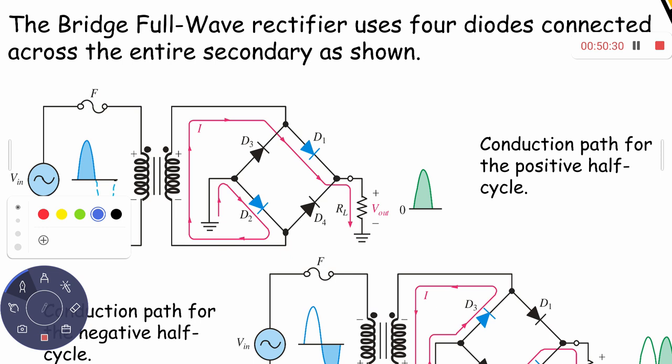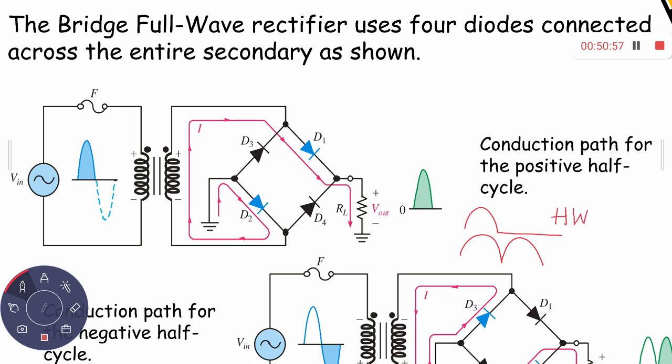Suppose you have this kind of waveform, and for full wave, you have this kind of waveform. Now, out of these two, which one is having more fluctuation, more change? This is with HWR. This is with FWR. Or, out of these two, which one is having the higher average value? Higher average is for full wave, right?